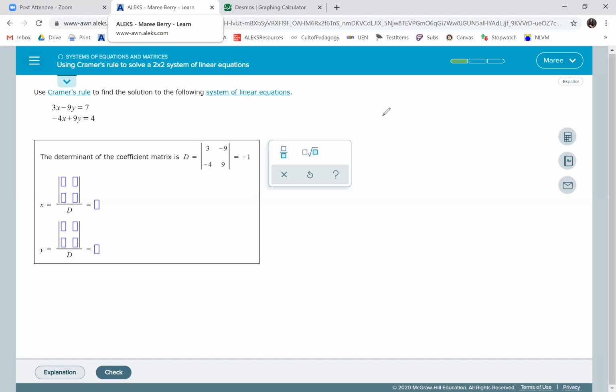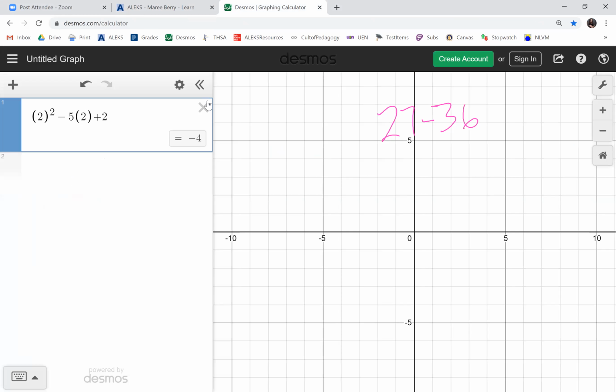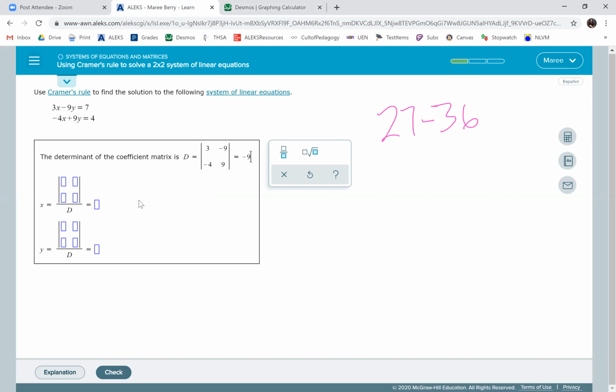So we have 27 minus 4 times 9. Oh, is 36. Haha, that is not -1. What's 27 minus 36? I feel like that's a -9. Does that work? Check it like this. 27 minus 36. Just want to make sure. -9. Woo. Okay. Then I come in here for x, I'm going to put 7, 4.